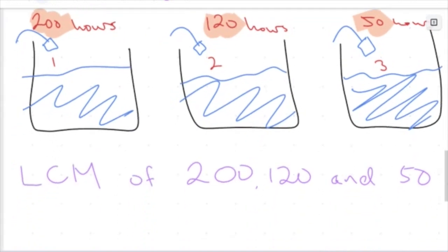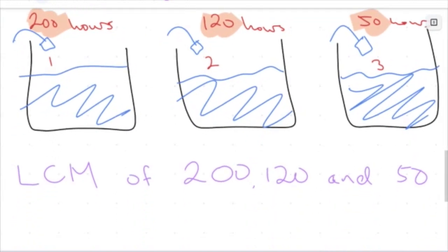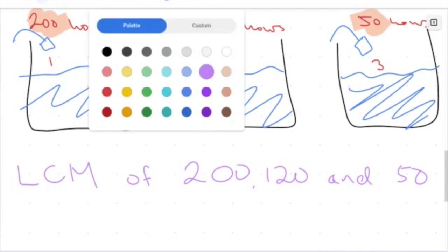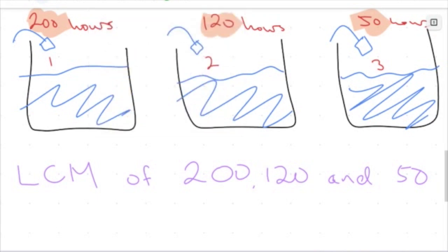So how do we get that? Well, we just need to find the smallest number that all of these numbers go into. Now, you can take some time on your own to figure this out if you'd like, but I'm just going to go straight into it and say this is 600 hours. This is the smallest amount that all of these can fill. That's the lowest common multiple that each of these hours, 200, 120, and 50, go into.